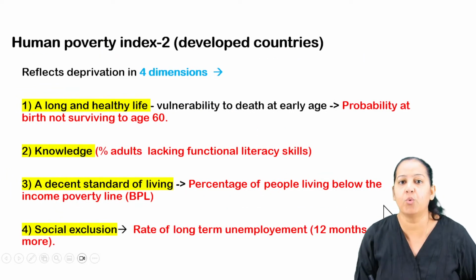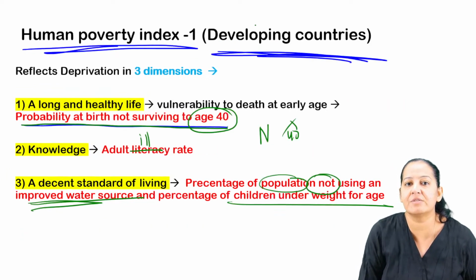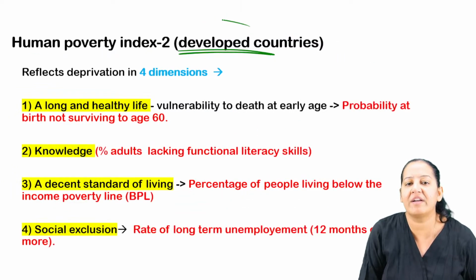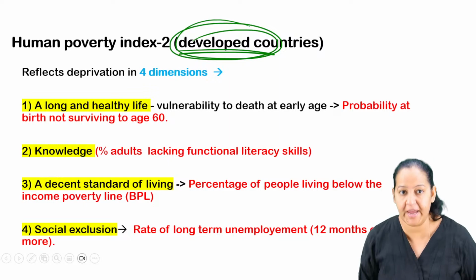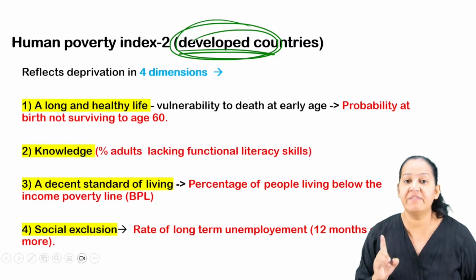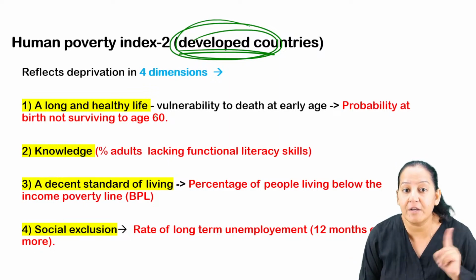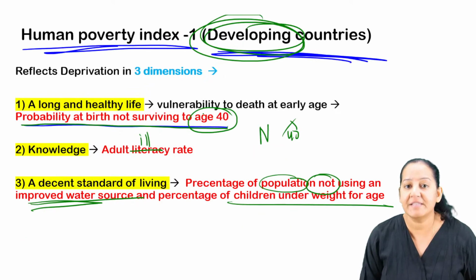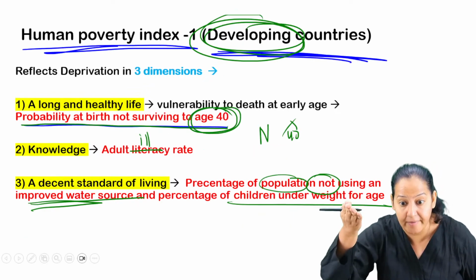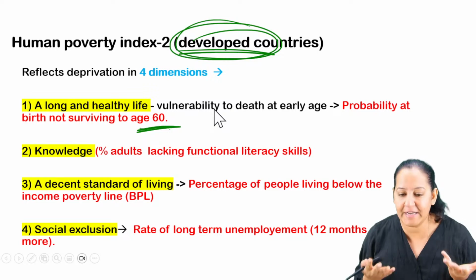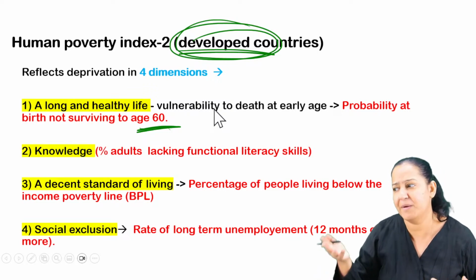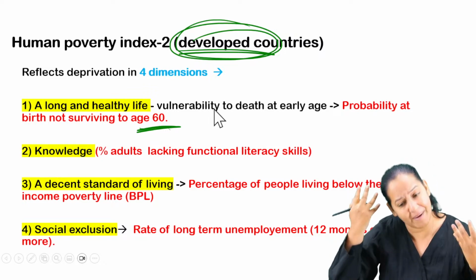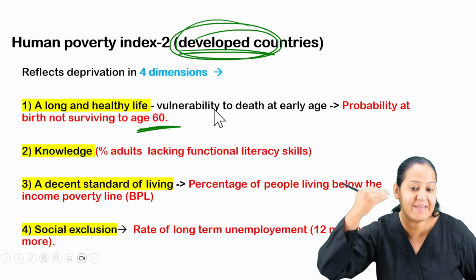HPI 2 is for developed countries. This is for developing countries, and this is for developed countries like the US or other developed countries. Now here for longevity, we will see what is the chance that the person will not survive by the age of 60. Instead of 40, we raise the bar to 60, because in the US, nobody dies at the age of 40. There is no chance that someone will die at the age of 40, because it's a highly developed country. Nobody will die at the age of 40. So we have increased the age bar.